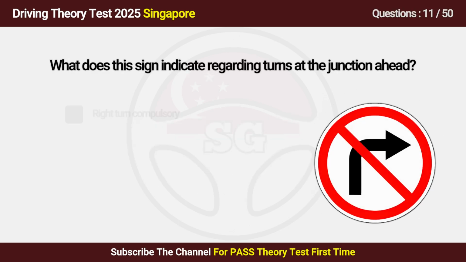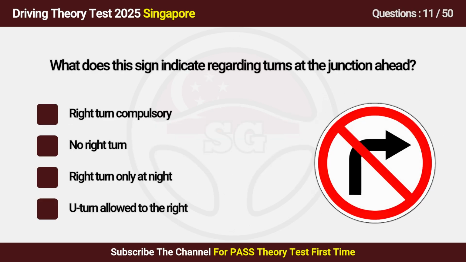Question 11. What does this sign indicate regarding turns at the junction ahead? A. Right turn compulsory. B. No right turn. C. Right turn only at night. D. U-turn allowed to the right.